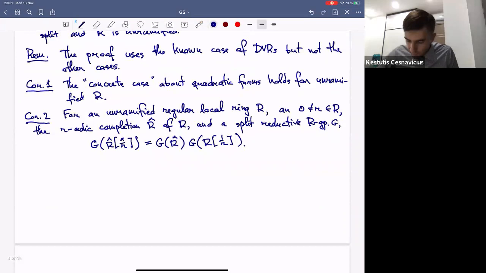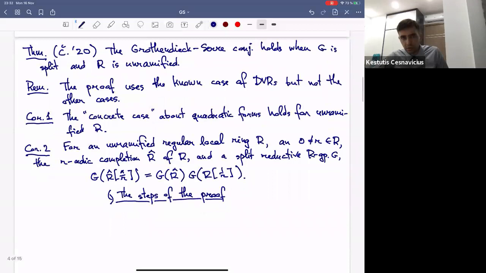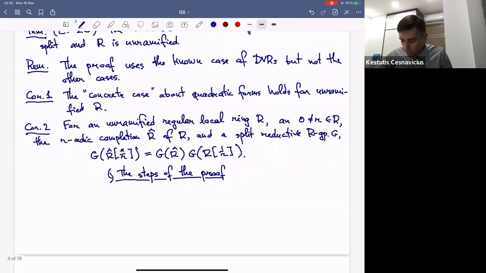Okay, well, in fact, there are many further concrete consequences just by taking special classes of G, but I don't want to go into that. Instead, I'd like to turn to discussing the steps of the proof of this main result, the ideas that allow one to move past the equicharacteristic case, which was established several years ago.